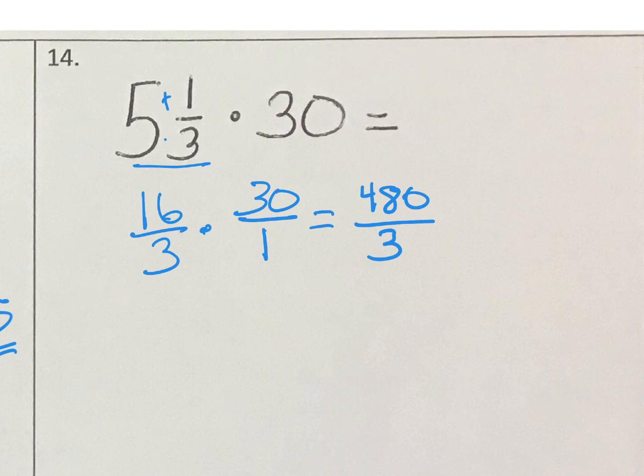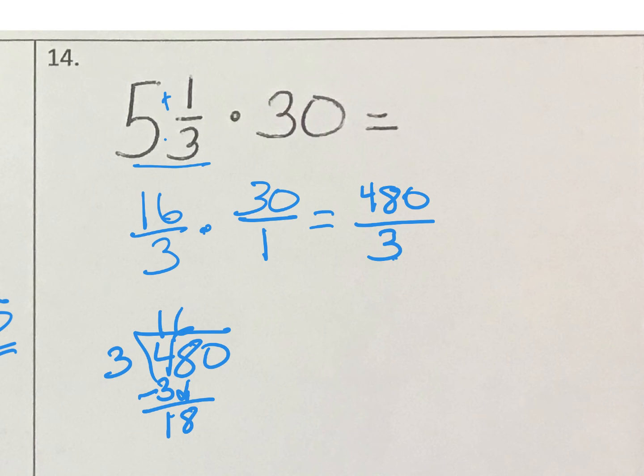So now we have a major improper fraction. But I know 3 can go into 3. I wonder if 3 can go into 480. So I'm going to do that. 480 divided by 3. That's 1. Bring down my 8. That's 6. That's 18. 0. Got to bring down my 0. How many times does 3 go into 0? 0 times. 0 times 3 is 0. That's nothing. Nothing left. So it does go in there evenly.